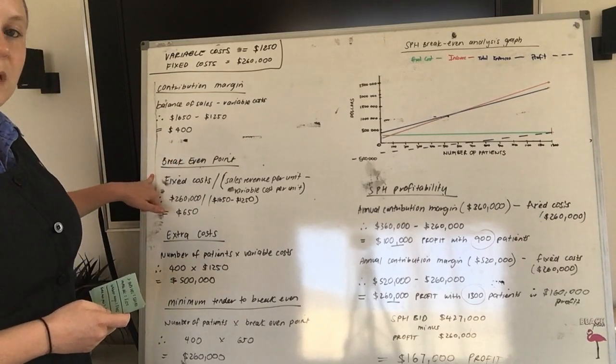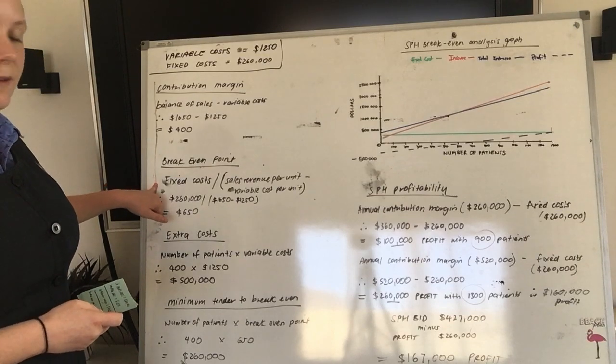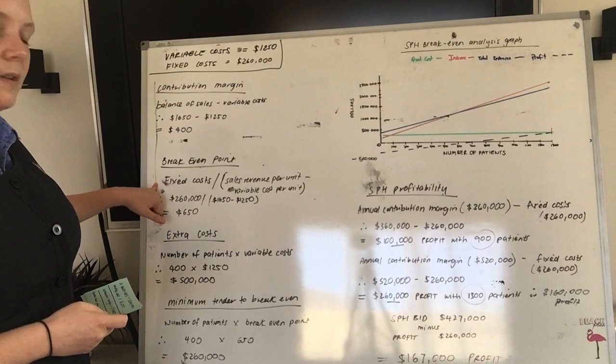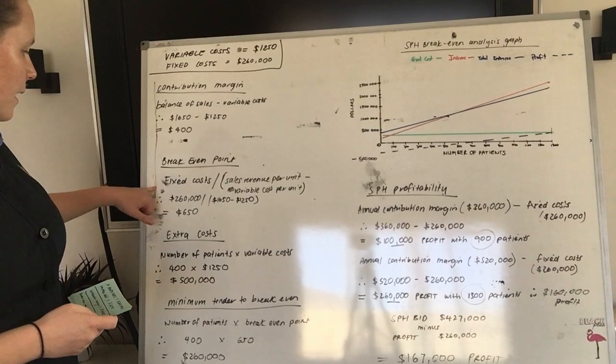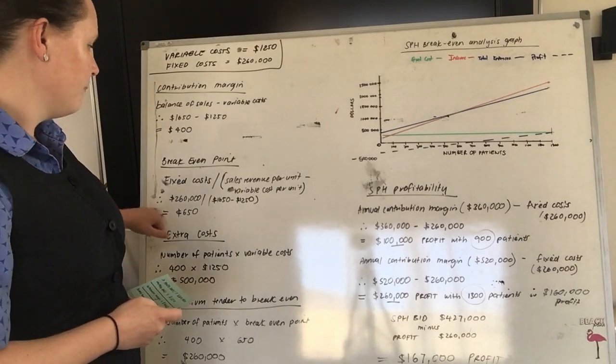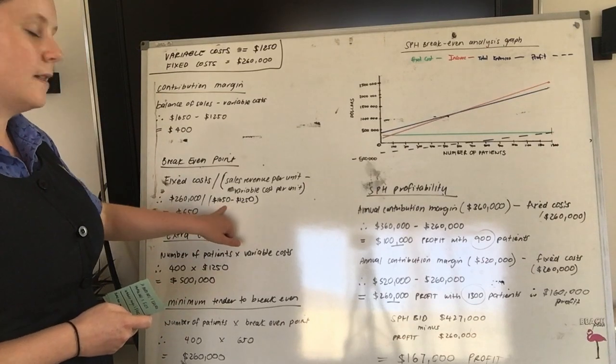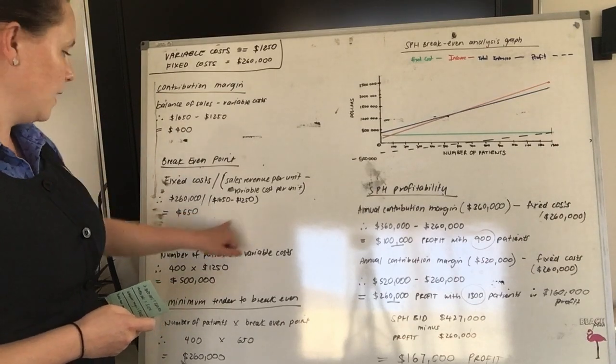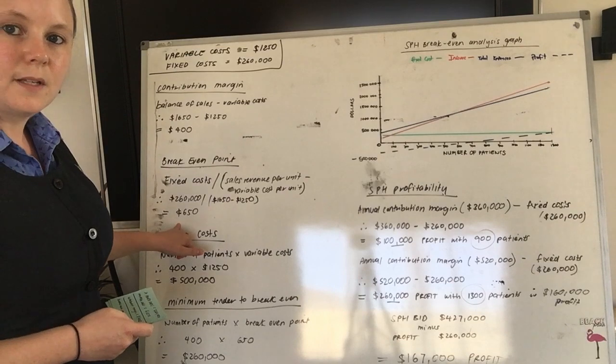The break-even point is the fixed costs divided by sales revenue per unit minus variable cost per unit. Therefore, the fixed cost being $260,000 divided by $1,650 minus $1,250 makes my break-even point 650.